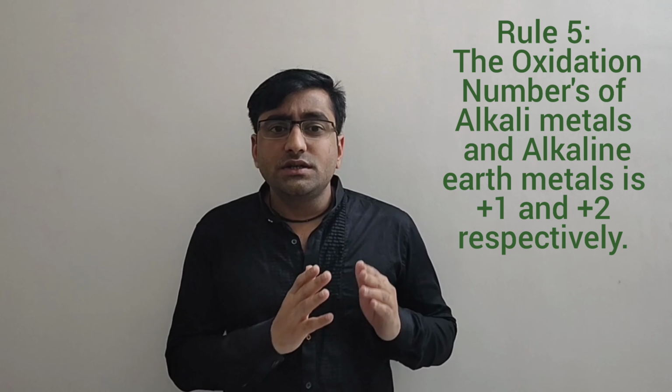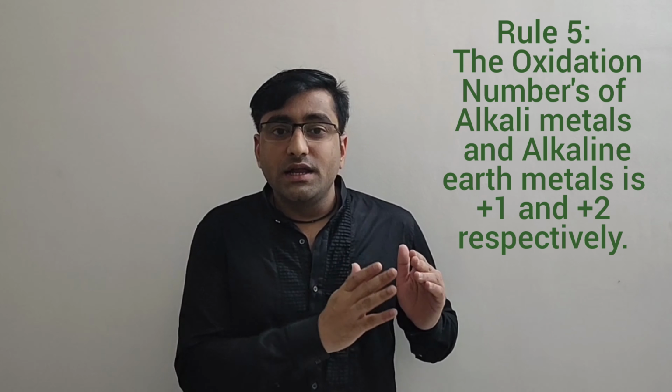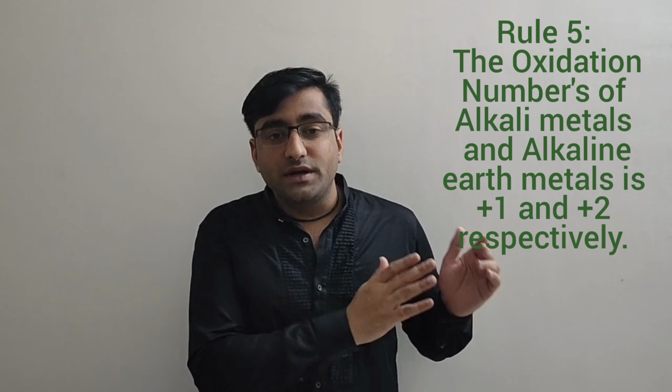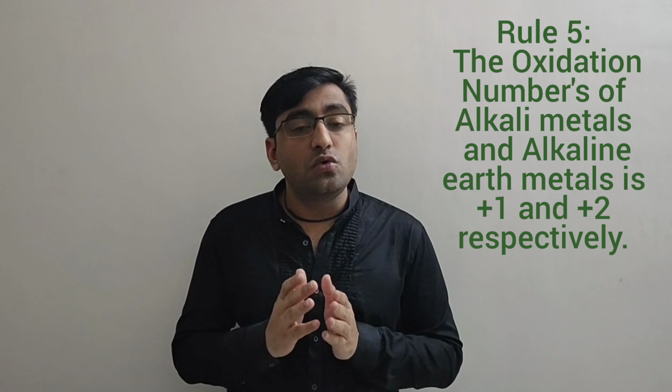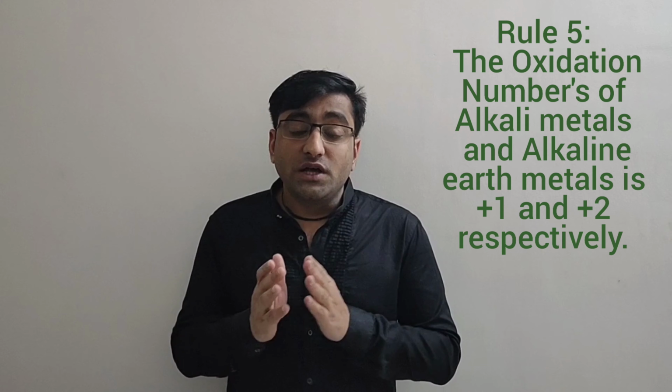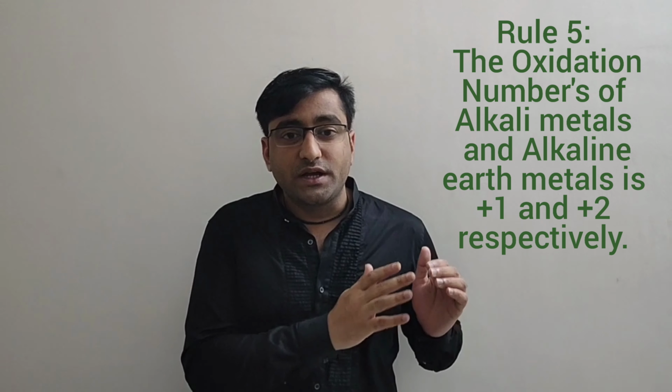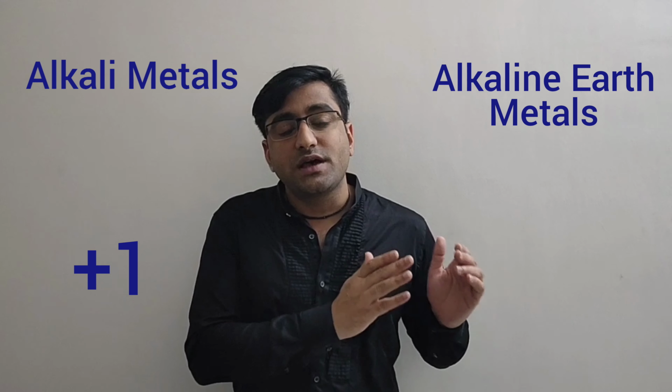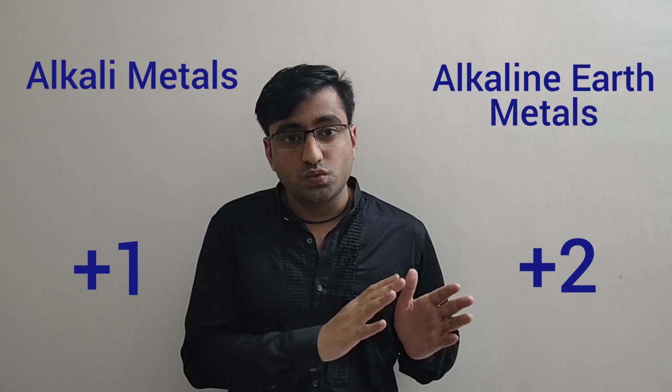The oxidation numbers of alkali metals and alkaline earth metals, that is group 1 and group 2 elements, is +1 and +2 respectively. That is, alkali metals have oxidation number +1 and alkaline earth metals have oxidation number +2.